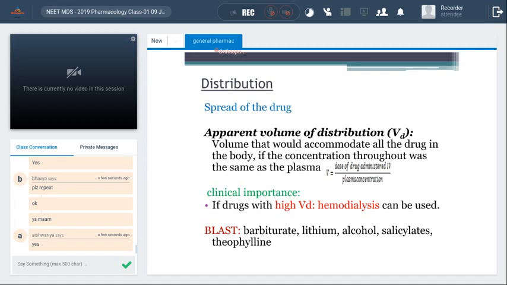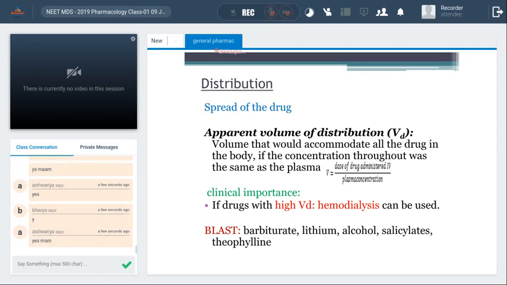We'll start with the distribution. Are you all there? Can I start with distribution? Are you all there? Can you hear me?